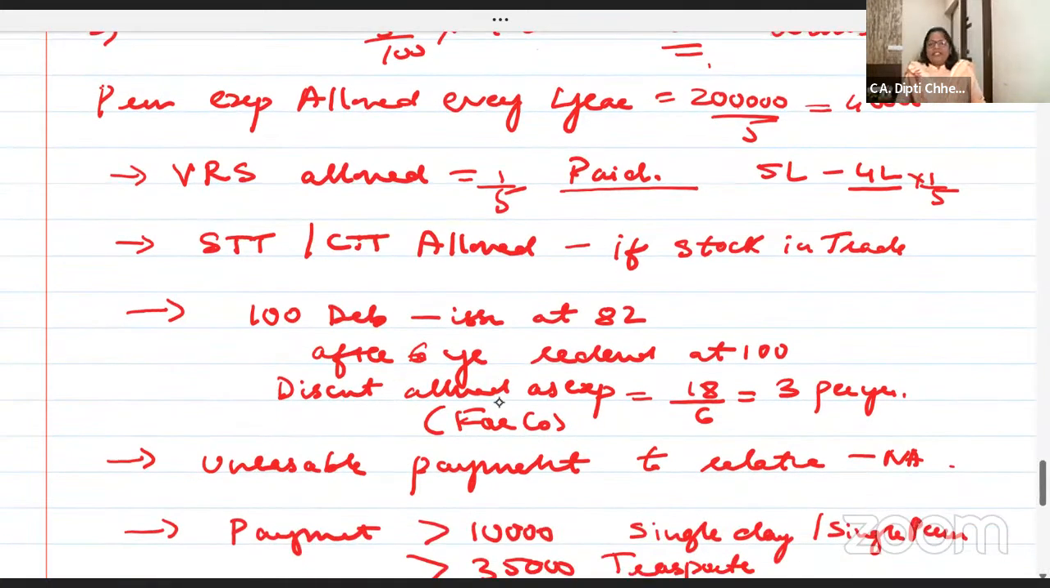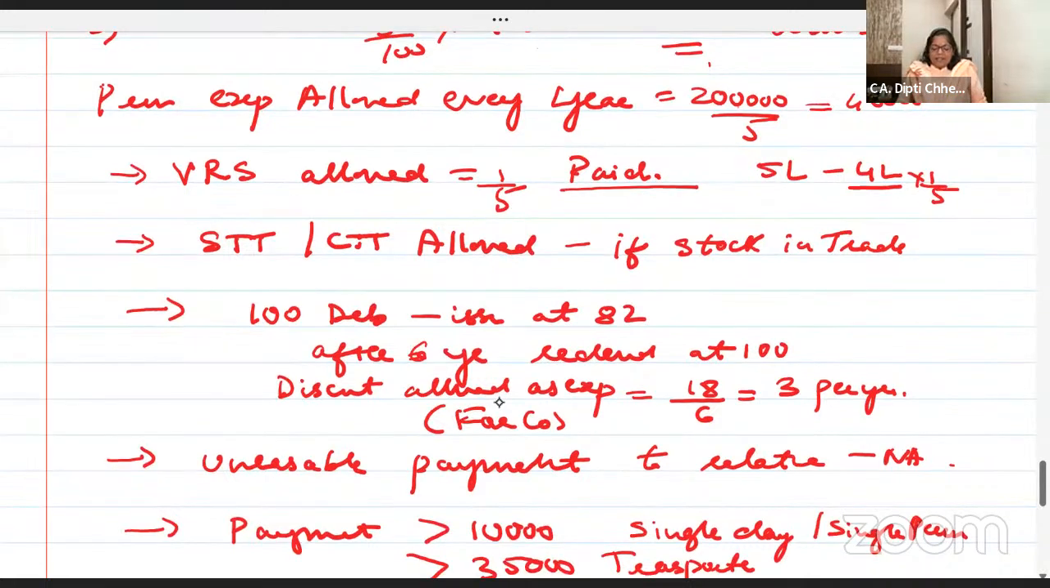One more aspect we have seen in section 36, STT and CTT. STT is security transaction tax. CTT is commodity transaction tax. These are paid to stock exchanges and from there they go to income tax department. So when I am buying shares, I'm paying brokerage, I'm paying stamp duty, I'm paying STT. STT and CTT paid are allowed as expense if you treat shares, securities as your stock in trade.